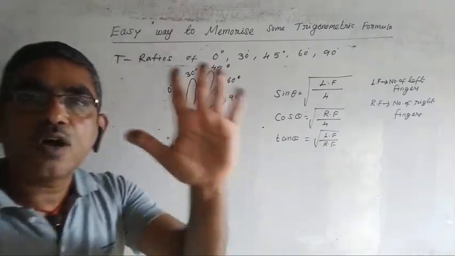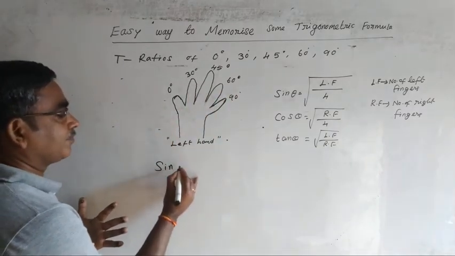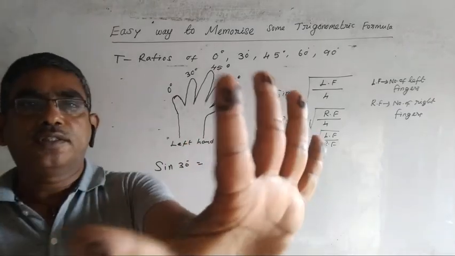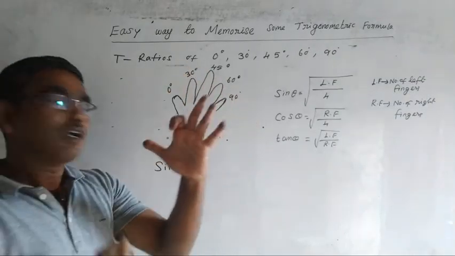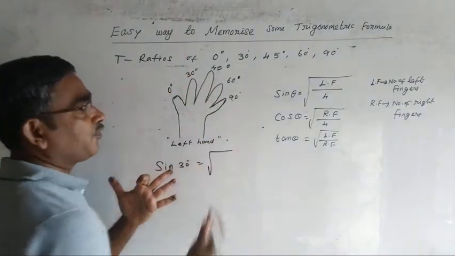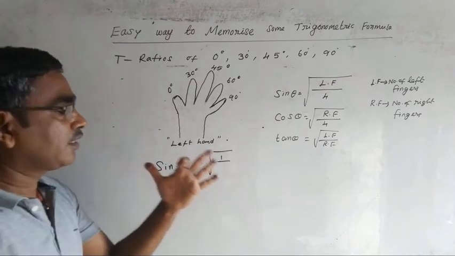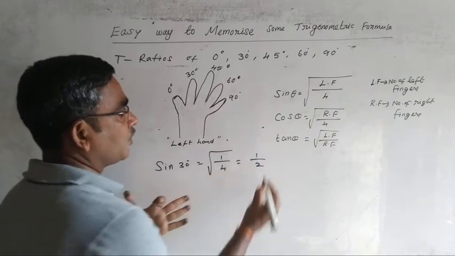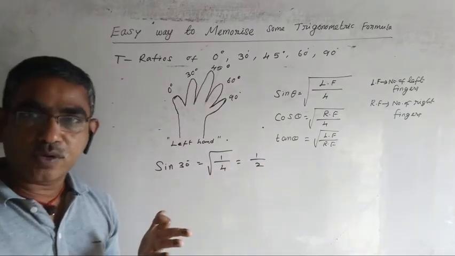Okay. Now how to use this one? I'll tell you. Suppose sin 30. You need sin 30, so 30 degree is 30 degree. You have to close it. Now sin becomes left fingers by 4. Left finger is only 1. So number of left fingers divided by 4, square root of 1 is 1, square root of 4 is 2. So 1 by 2. Sin 30 value, you can see in the table, is 1 by 2.